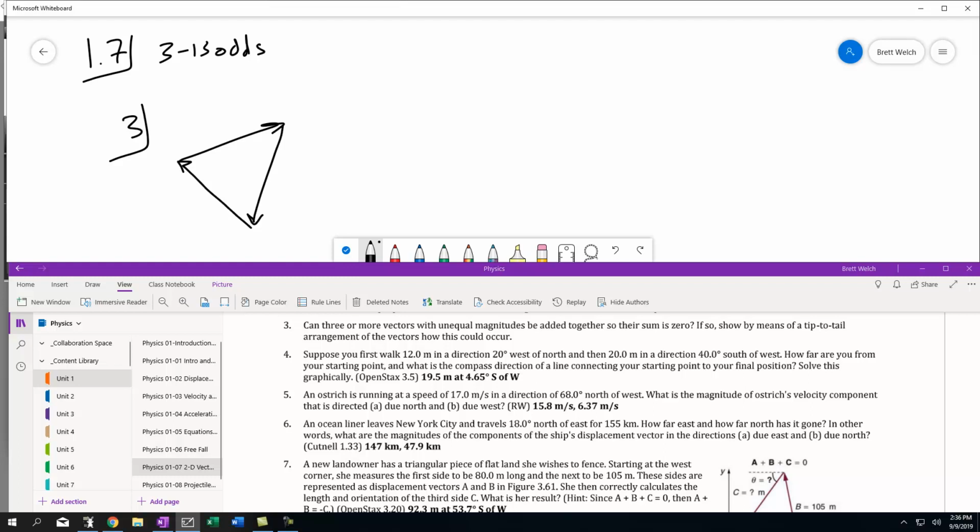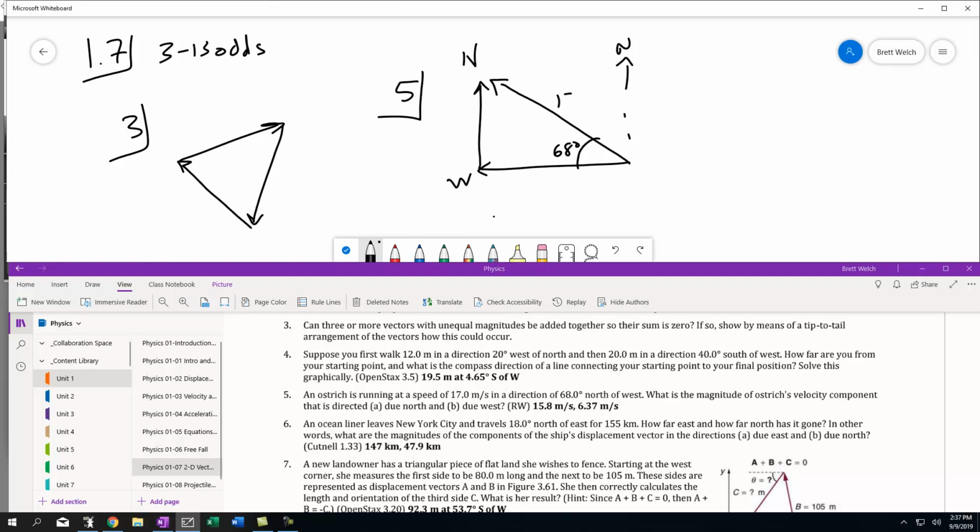So number 5, it says an ostrich is running at a speed of 17 meters per second in direction 68 degrees north of west. Here's west. To be north of west, you've got to be up above that. So that's 68 degrees, because that would be north. Okay, there's a component of the ostrich's velocity that is to the north, and there's a component that's to the west.